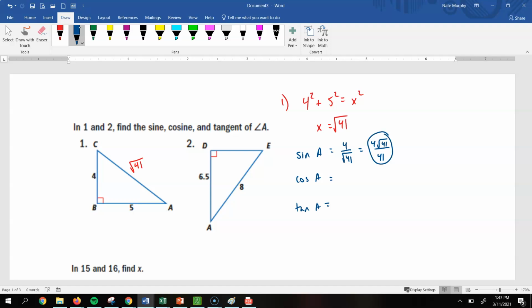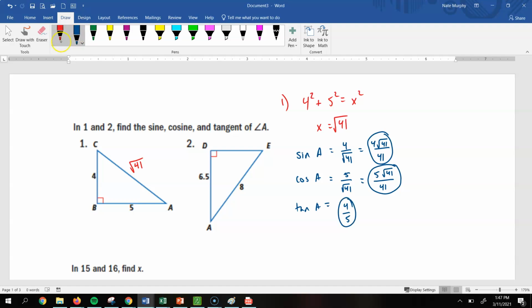Now the cosine of angle A would be the adjacent over the hypotenuse. So we'd have 5 over the square root of 41. Same situation, we'd multiply the top and bottom by the square root of 41 to get 5 square root of 41 over 41. Again, that can't reduce either. So we'll just leave it as 5 square root of 41 over 41. And the tangent of angle A. Now the tangent of angle A is the opposite over the adjacent, so that would just be 4 over 5. That'd be your answer for that one.